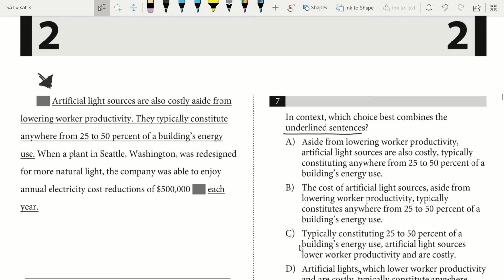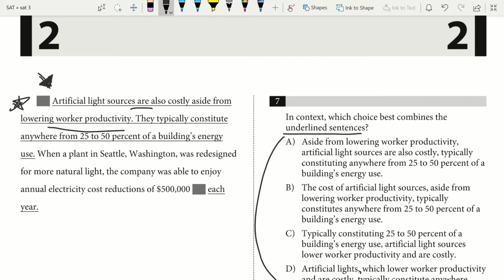So we're going to look at our answer choices after we read our two sentences, and we're going to look for one that transitions us from worker productivity into what this paragraph is going to talk about, right? So we have artificial light sources are also costly aside from lowering worker productivity.